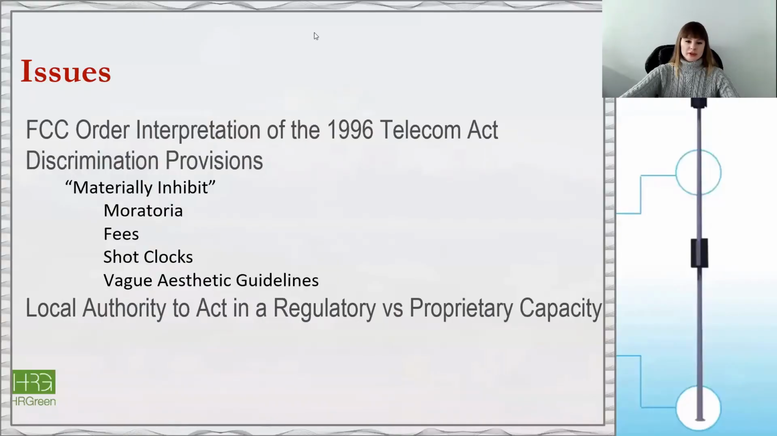And in another related part of the proceeding, which dealt with whether local authority to regulate their rights of way is in a regulatory or proprietary capacity, has to do with a portion of the 1996 Act, which excludes public power utilities, cooperatives, and municipally owned utilities from being included in regulation governing their proprietary assets. Ultimately, the court determined that those types of utilities are also restricted by the same regulations that apply to all of the other types of utilities.